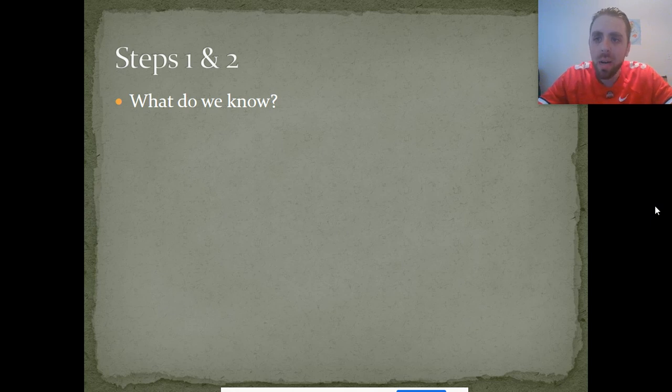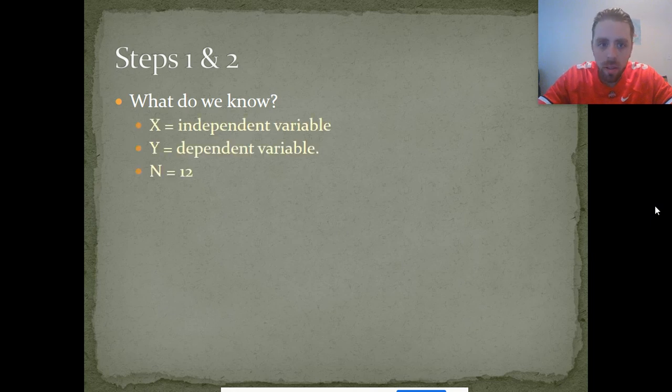Step one, what do we know? This is exactly the same as for the product moment coefficient for bivariate correlation. We know x is an independent variable, y is a dependent variable, and we have 12 pairs of x and y. That's it. I just have to list my variables. No means, nothing of the sort, just list those out.